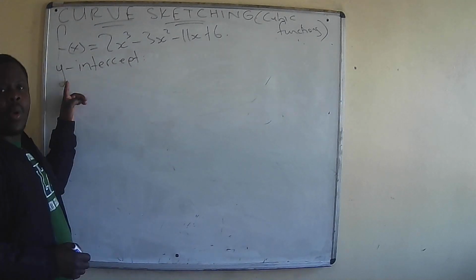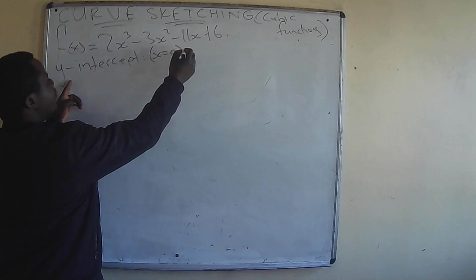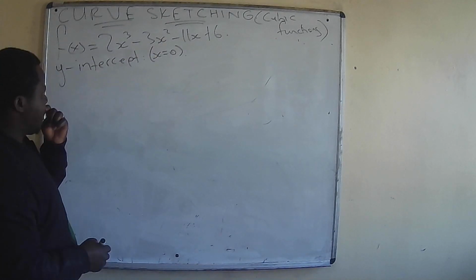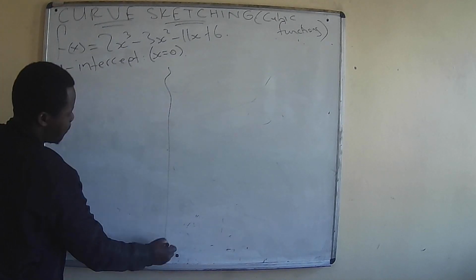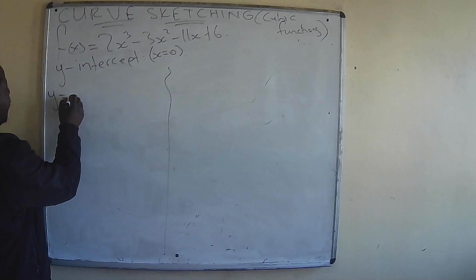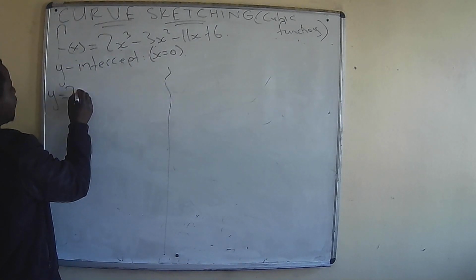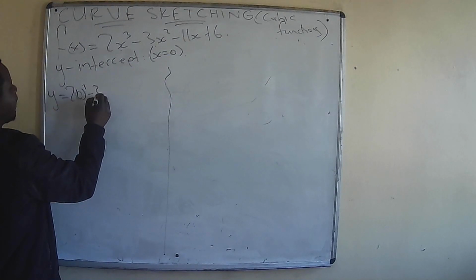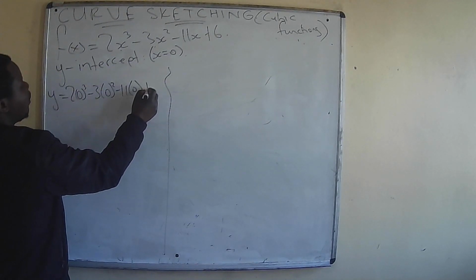So we find the y-intercept by making x equal to 0. Let's make x equal to 0 in this case. So making x equal to 0, we're going to have y equal to, all these numbers become 0. So 2(0) cubed, minus 3(0) squared, minus 11(0) plus 6.